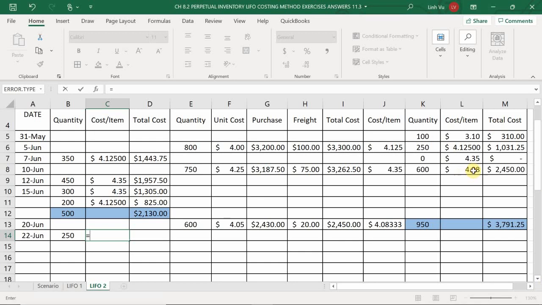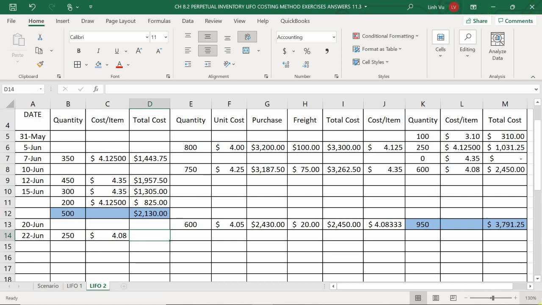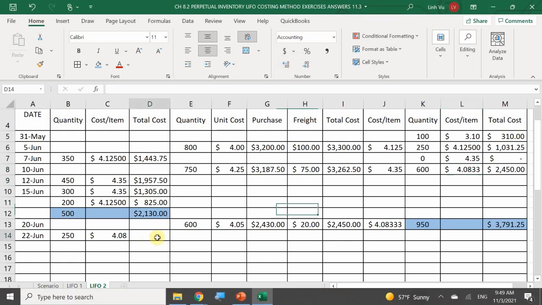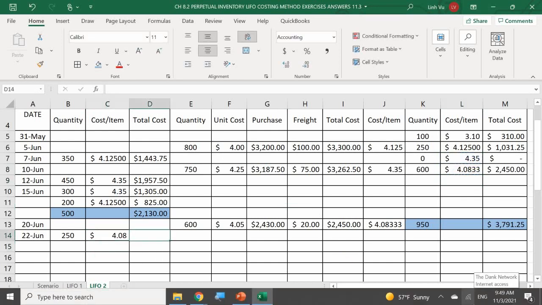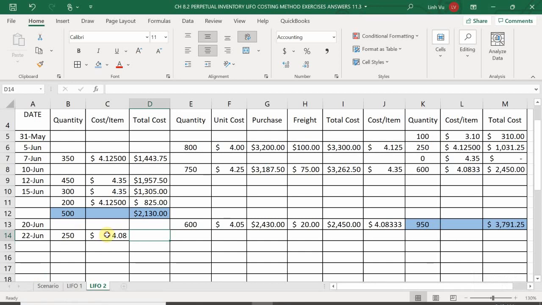The 600 batch, right? At $4.8333. I didn't stretch this one out so you can see that this is a long number. Of course, if we're cell referencing this number, there you go. So this must be 84.0833. So you know.